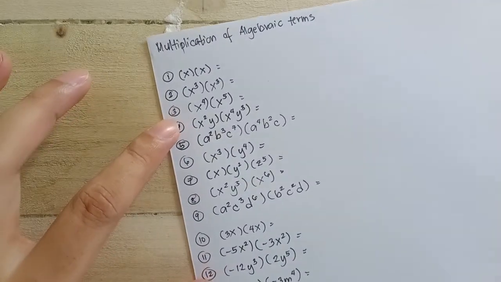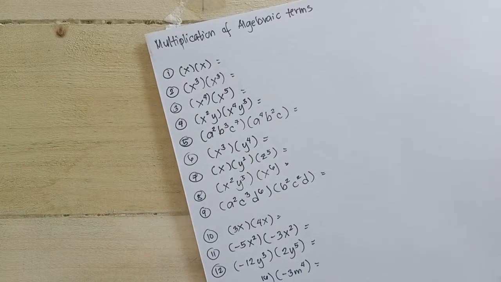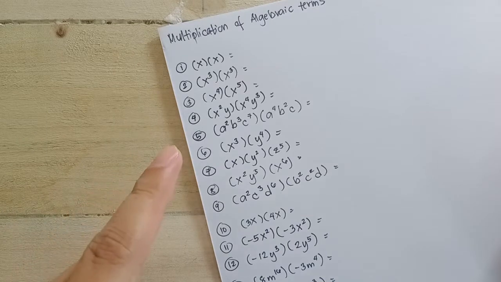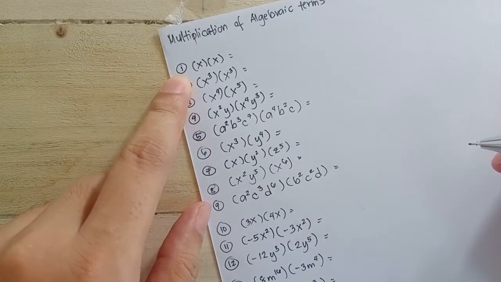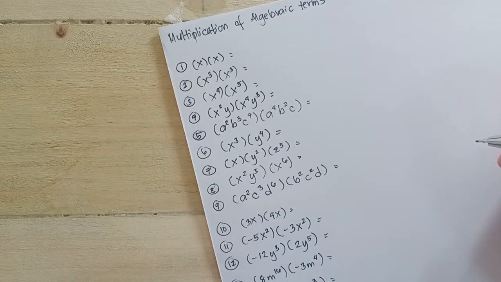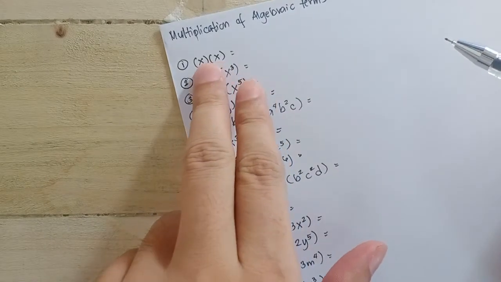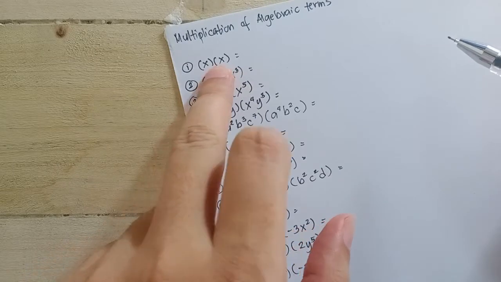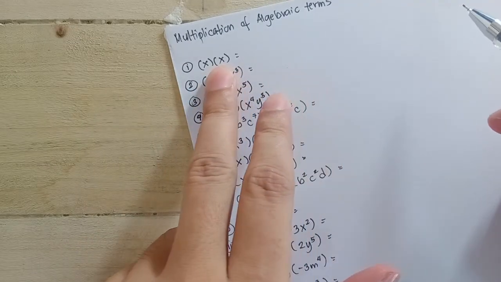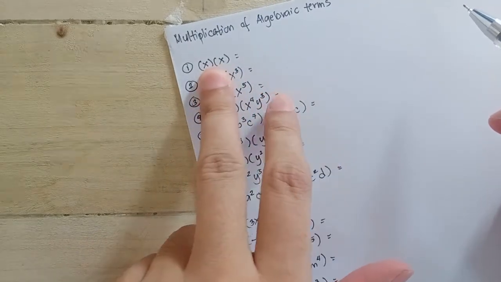So for this activity, i-review natin ulit kung paano mag-multiply ng mga algebraic terms. So let's start with number 1, which is x times x. So ang tatandaan lang natin dyan, ang gagawin natin kapag parehas yung variable is ina-add natin yung exponent nila and then minumultiply yung numerical coefficients.